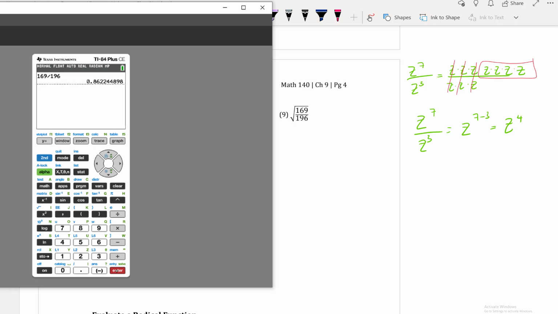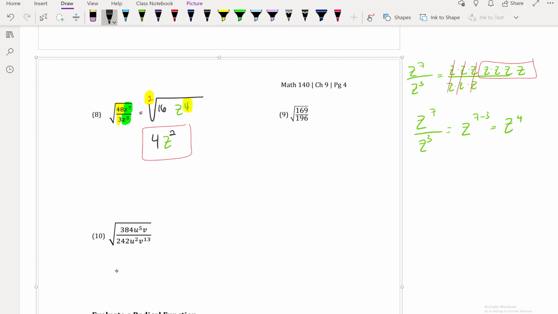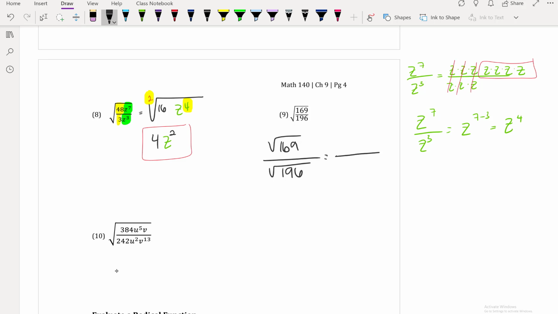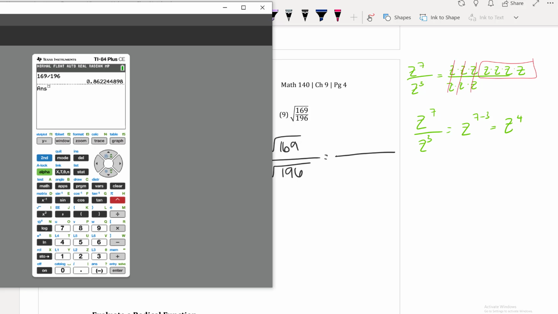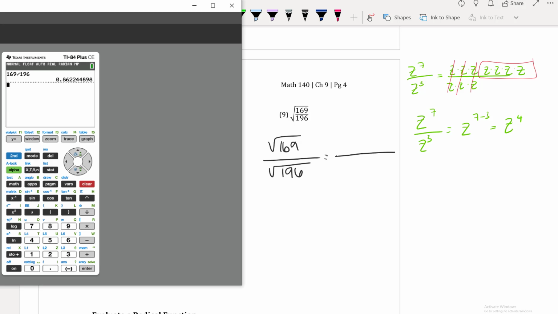So when I do that, I don't get anything that's really nice. So let's see if I were to split it up. What if I had instead the square root of 169 over the square root of 196? Now I can deal with the numerator and the denominator separately. So up in the numerator, I am going to have the square root of 169, which is 13.